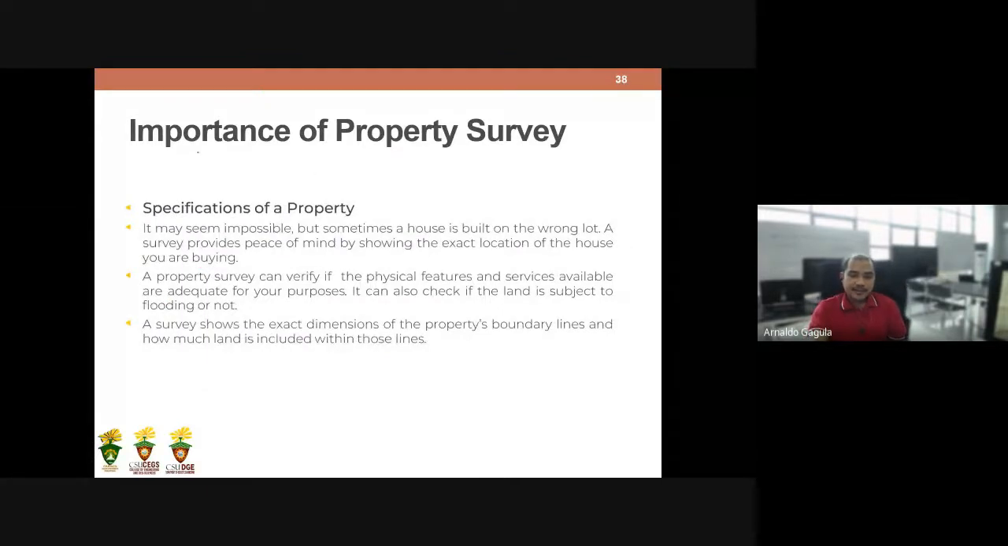So, specification of a property, another importance of a property survey. It may seem impossible, but sometimes a house is built in a wrong lot. Naing-ani nga tendency, no? A survey provides peace of mind by showing the exact location of the house you are buying. So, usually, mahitabo ni siya, ang gitawag na itong wrong lot number. Tahay mo ni tract of land. Labi na nagsunod ang mga property number or lot number. So, may tendency, class, na mag-change. No? Ang kani is 2315, 2316, 2317, 2318. Muna siya ang iyang lot numbers.